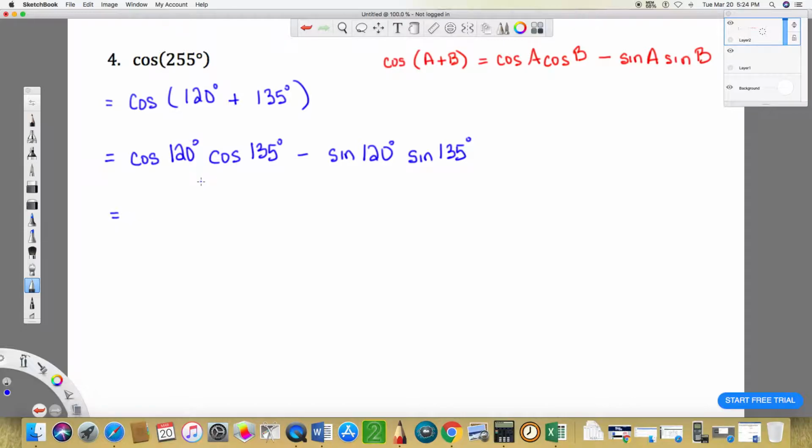So 120, that's a pi over 3, a 60-degree angle. Cosine of 120, 120 is in the second quadrant, so this is going to be a negative value. I think it should be negative 1/2, right? The 135, that's a pi over 4, that's a 45-degree angle. It's in quadrant 2, so it's negative also.